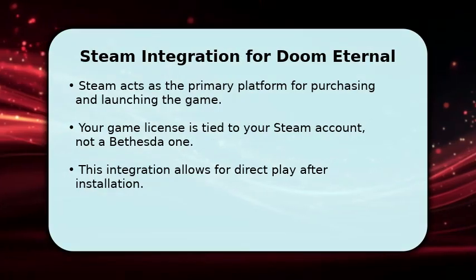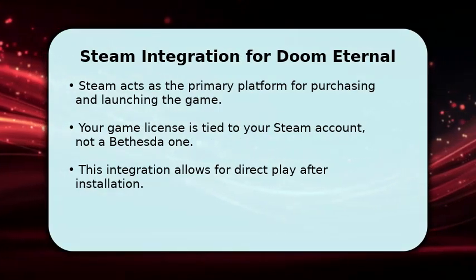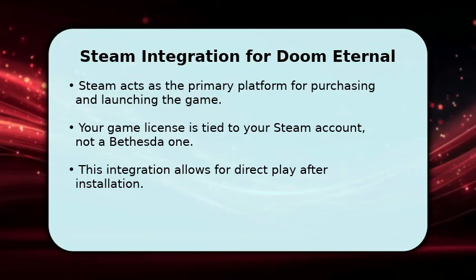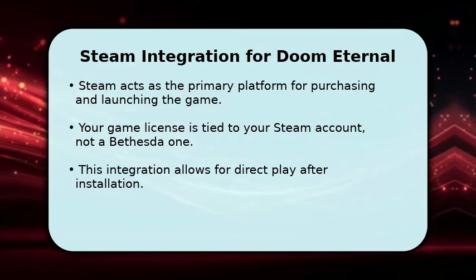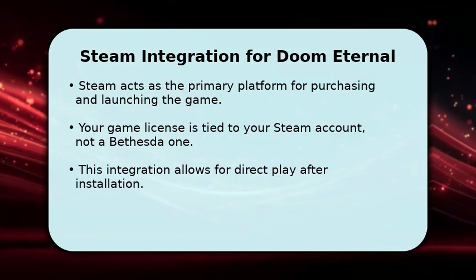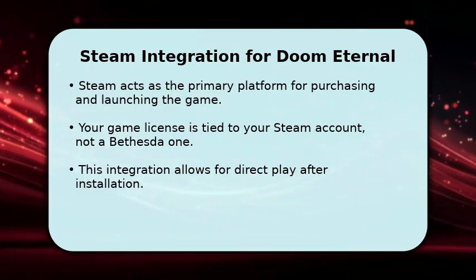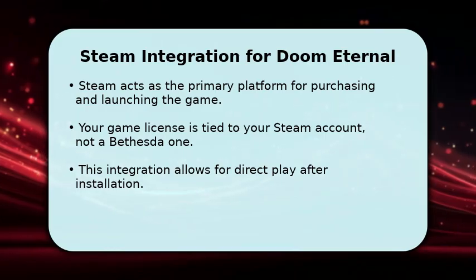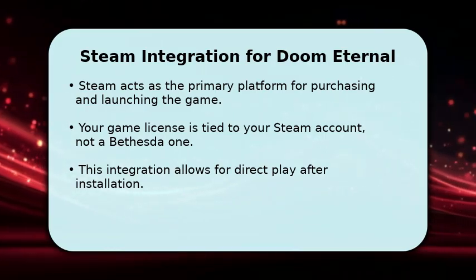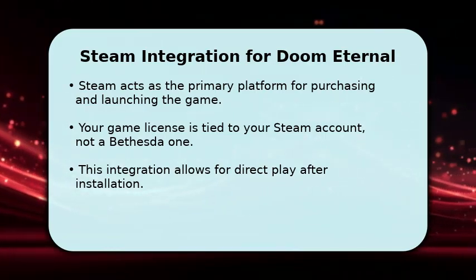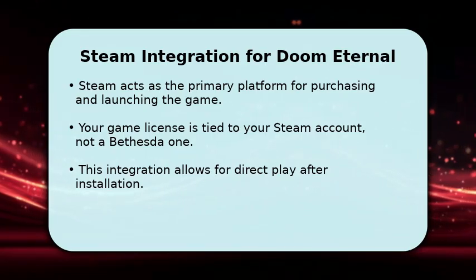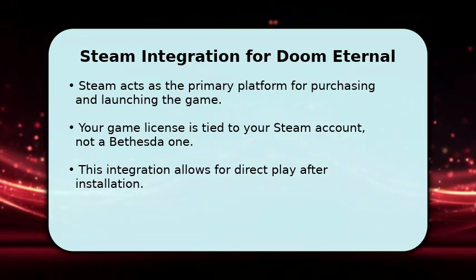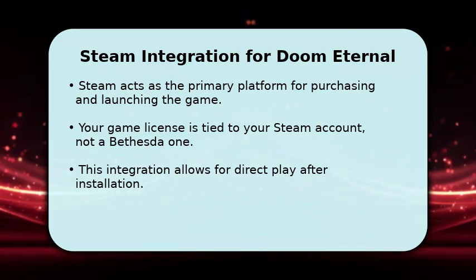When you buy Doom Eternal on Steam, your ownership is linked to your Steam profile. This means the game's authentication happens through Steam's robust system, bypassing the need for a separate Bethesda login to simply play the campaign. You'll download, install, and launch the game directly from your Steam library. This seamless process ensures you spend less time navigating menus and more time enjoying the fast-paced combat.